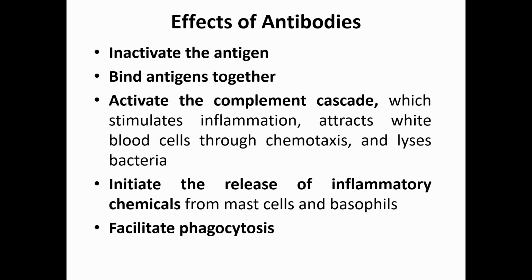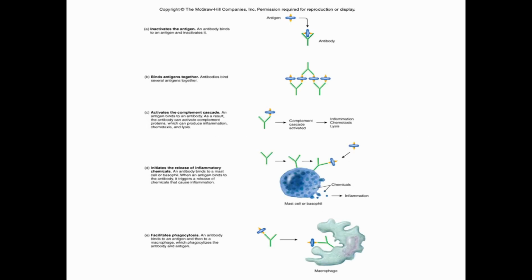Roles of your antibodies: first, they can inactivate the antigen, they can bind antigens together, and they can also activate the complement cascade. The complement cascade stimulates inflammation, attracts white cells, and causes lysis of the bacteria. Your antibodies can also initiate the release of inflammatory chemicals from the mast cells and basophils, and they can also facilitate phagocytosis. Here are the different roles of your antibodies.